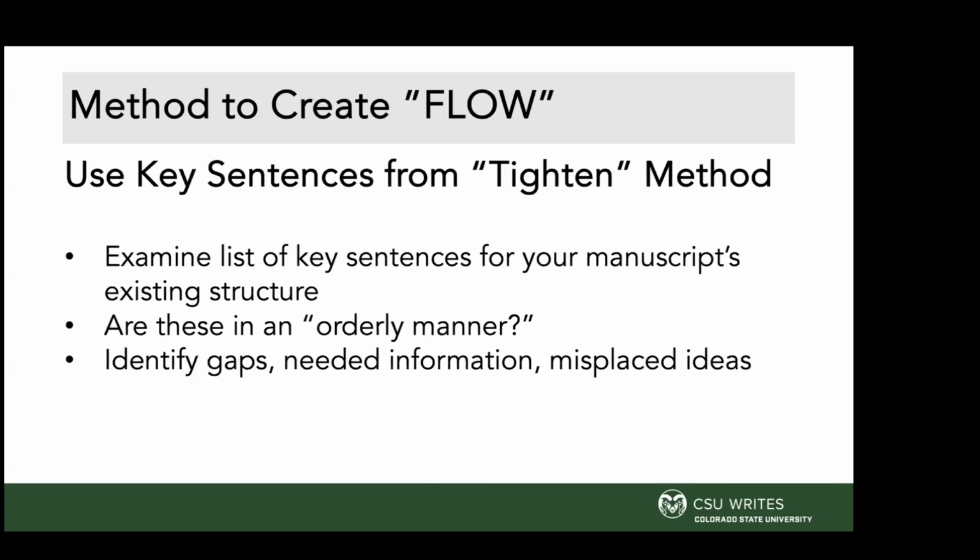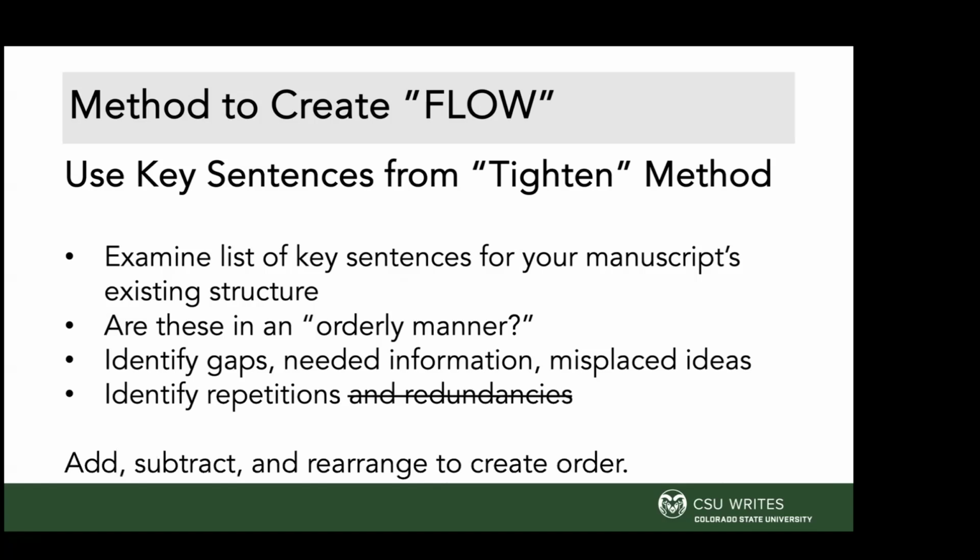And then to create flow, you can use those key sentences from that method and look at them and check out that order. Are they arranged in an orderly manner? Can you identify gaps or missing logic? Additional information where readers might have to leap across a chasm in order to get someplace else? Are there ideas that are misplaced and would do better in some other arrangement? And then identify the repetitions and redundancies, and take out what's redundant.